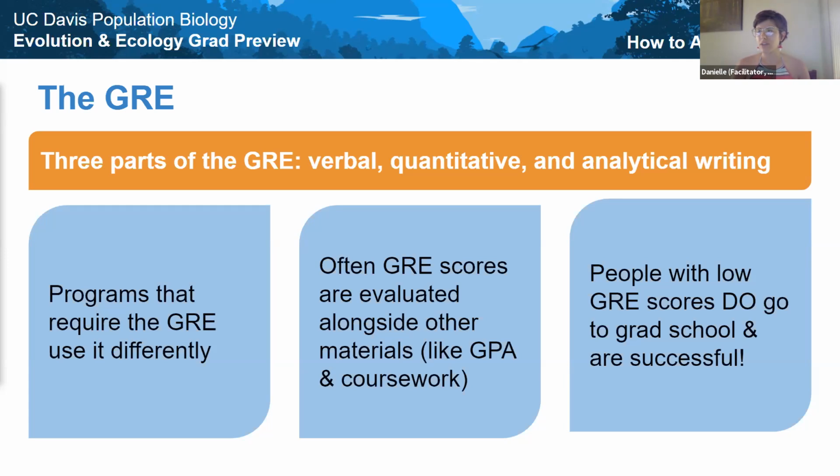Often one strategy programs use is to evaluate the GRE alongside other materials such as GPA and coursework. This more holistic application review is becoming increasingly popular. People with low GRE scores do go to graduate school and are very successful, and the test really has no bearing over what you can achieve when you go to graduate school. Programs are learning that and getting rid of the test, so you may not even have to take it.